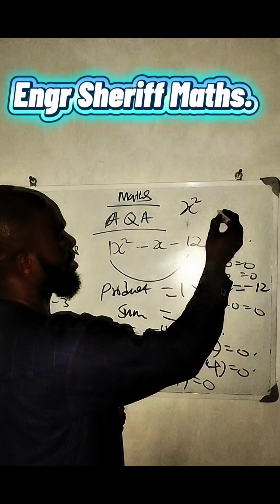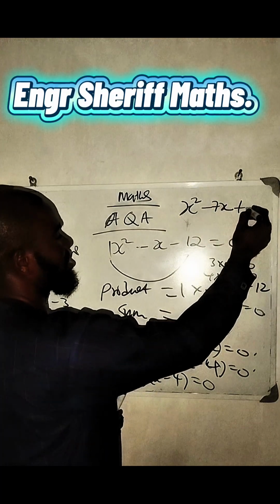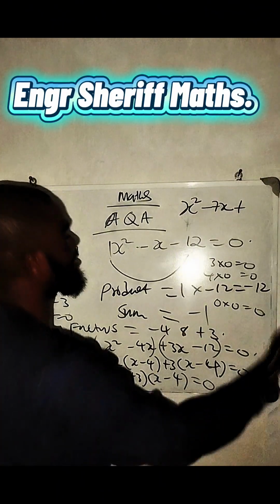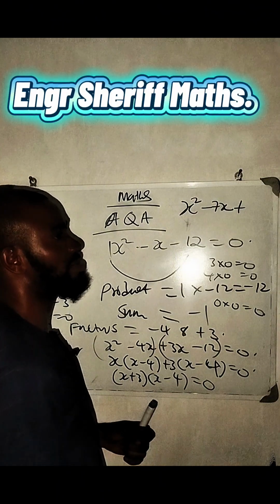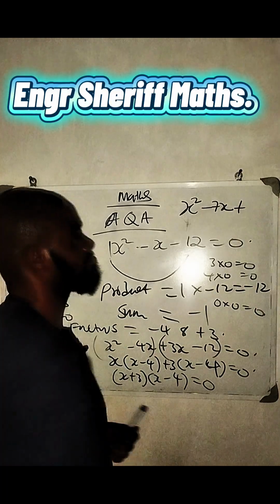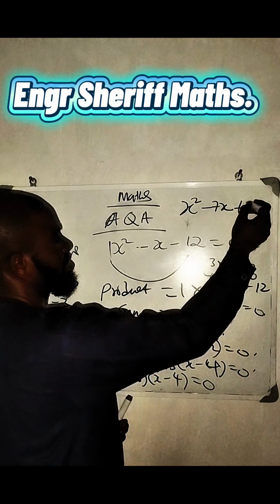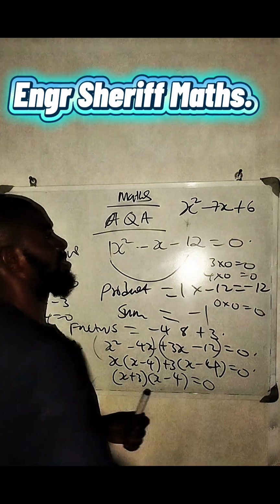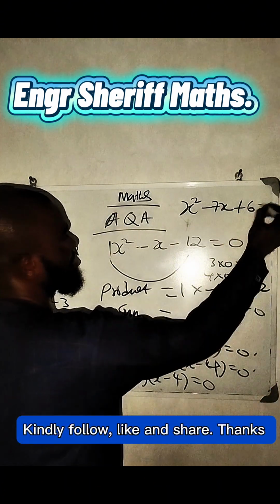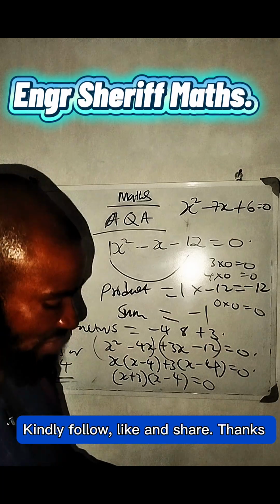What is going to be x squared minus 7x plus 6 is equal to 0? So that's x squared minus 7x plus 6 is equal to 0. So tell me the answer for this in the comment section.